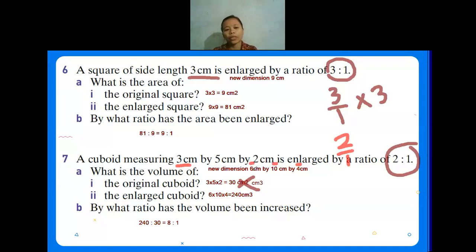And then for question 6, it is a square, so all of the sides have the same length. The original is 3 centimeter. We enlarge it by the ratio 3 to 1, so we have to find 3 per 1 of 3. 3 per 1 times 3 equals 9. That's why the new dimension will be 9 centimeter. Is it helping, or is there anything that is confusing?